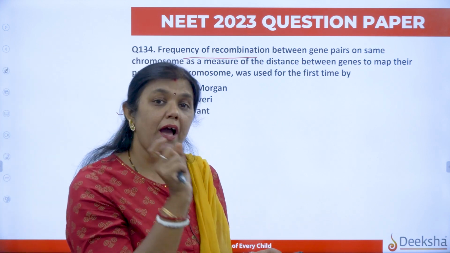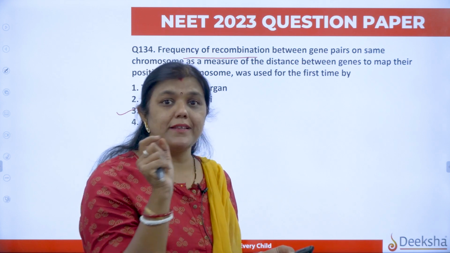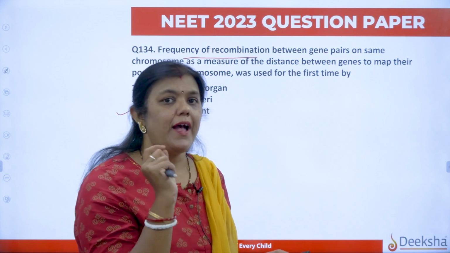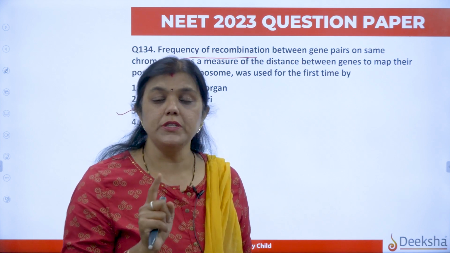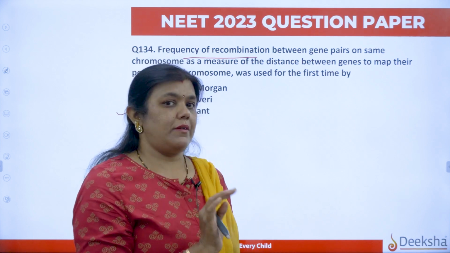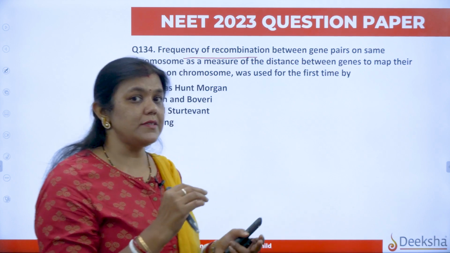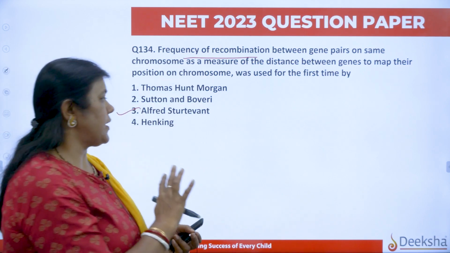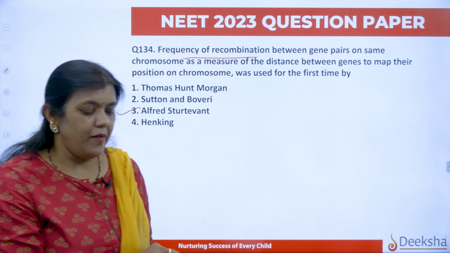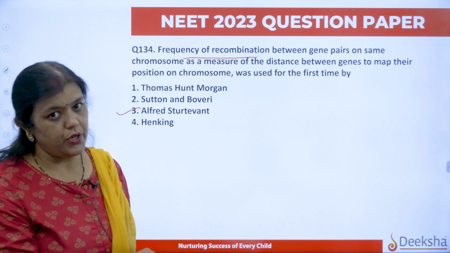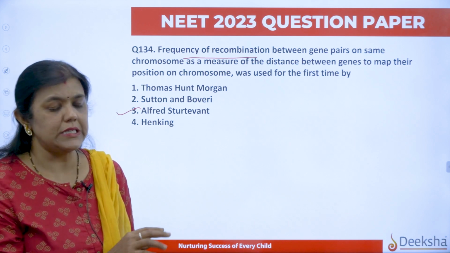He exactly mapped the gene, what exactly the experiment was going with the Drosophila, and that technique later was used in the Human Genome Project, right? So what I mean to say over here is, if you have read the chapter confidently, you could have concluded this, not Henking, not Thomas Morgan, or Sutton and Boveri. Alfred Sturtevant found out the frequency of recombination, how the genes are linked together.